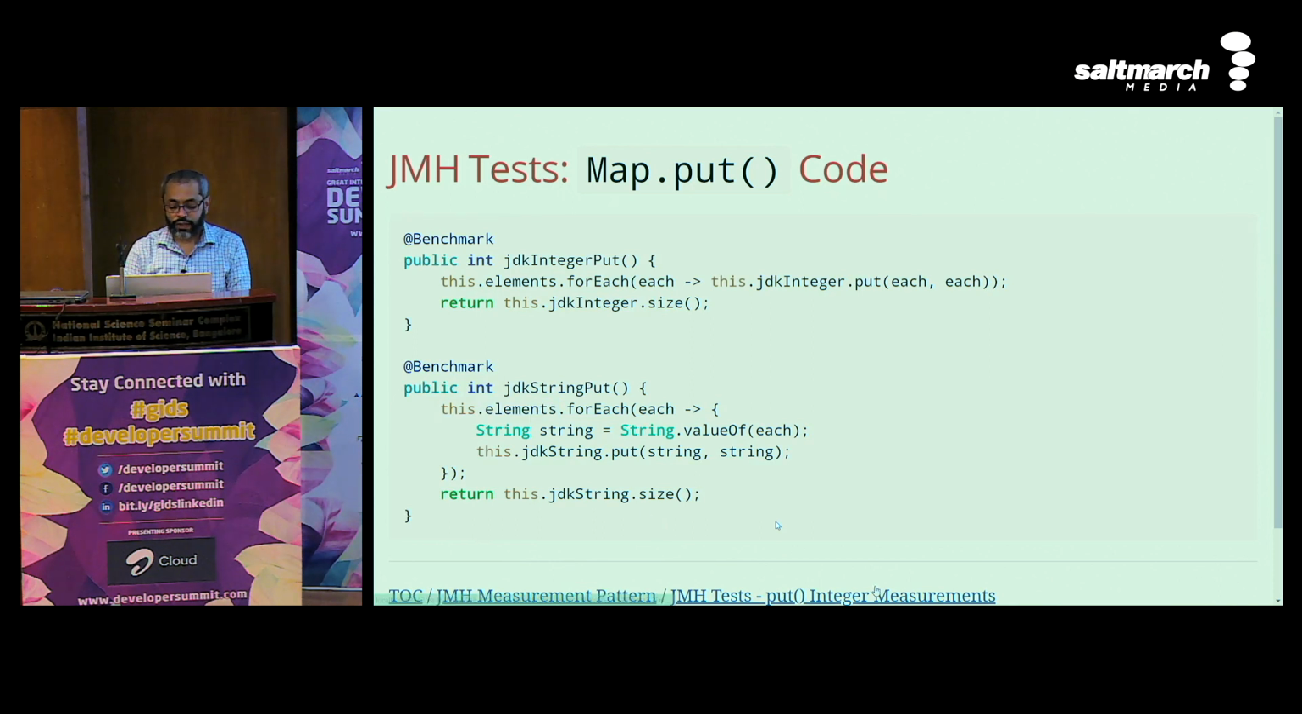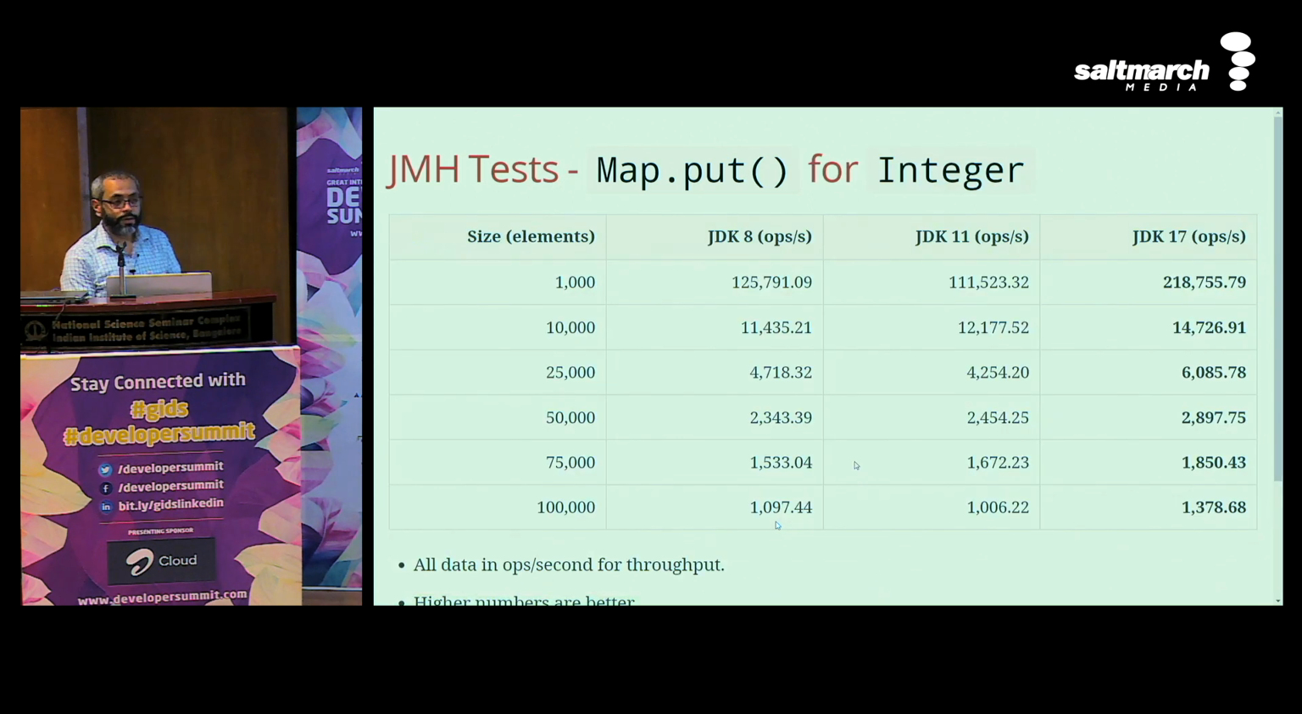So let's look at actually the measurements, right? So how does it fare? The numbers in bold essentially show that they're better. I don't know if it is quite clear about bold or not, but in this case, JDK 17 is far better. You can see there are places like, for example, size of 1000 is close to double the ops per second. And you can see that it's consistently increasing, right?